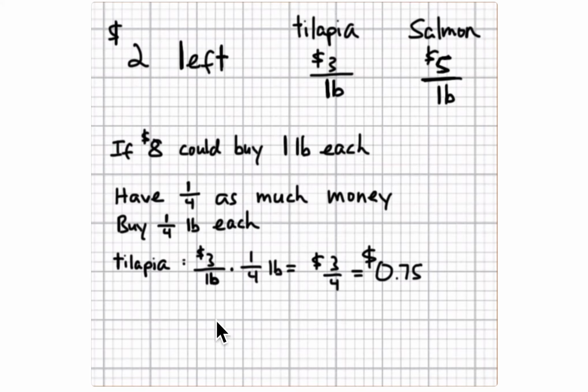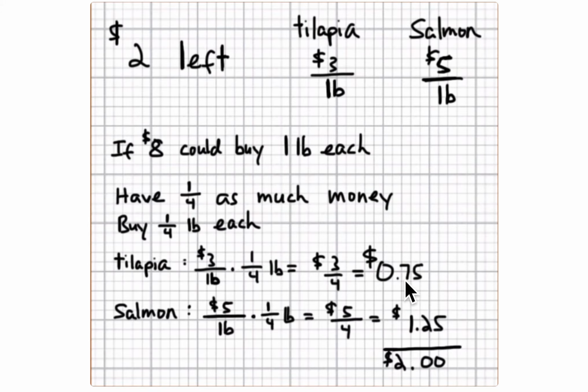All right, so the tilapia is $3 per pound times 1/4 of a pound. Well, how much is that going to cost me? It's going to cost 75 cents. And the salmon is $5 per pound times 1/4 of a pound. How much is that going to cost me? That's going to cost me 5/4 dollars, or $1.25. Add these two together, and that equals that $2.